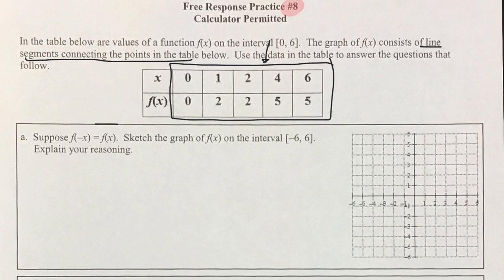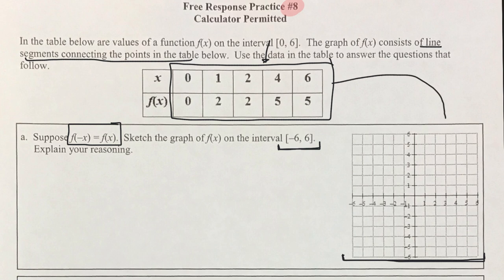It says, suppose this is true. Sketch the graph for the entire grid. This says from -6 to 6, which means from the entire left side of our graph to the entire right side of our graph. But here's the problem. We're only told about the right side of our graph.